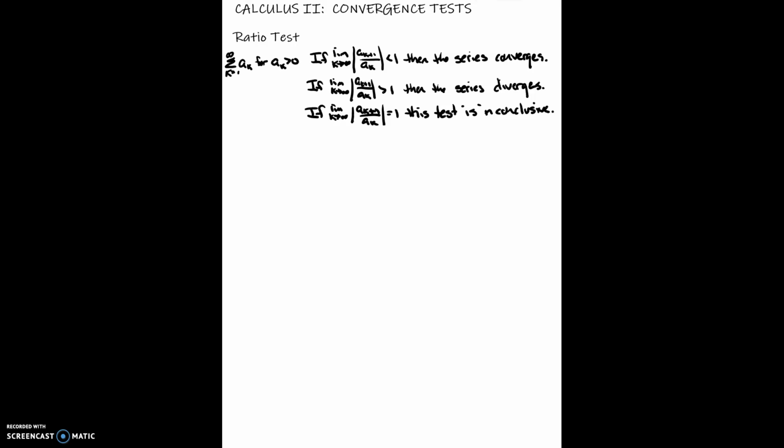We'll begin by taking the limit as k goes to infinity of the absolute value of a sub k plus 1 over a sub k. If that limit is less than 1, the series converges. If the limit is greater than 1, the series diverges. But if that limit is equal to 1, then this test is inconclusive and we'll have to try another test.